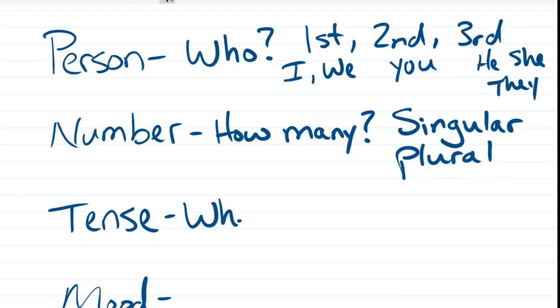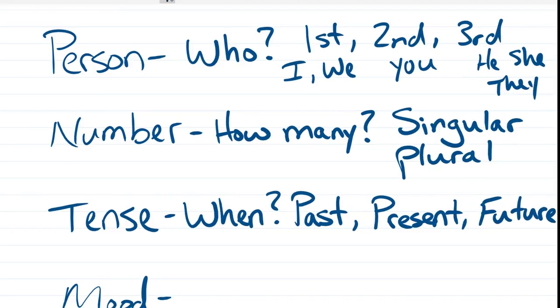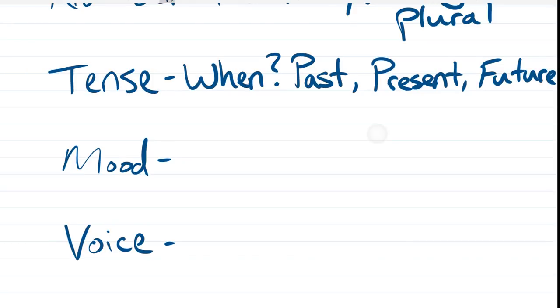Tense is answering the question of when is this action happening. We have past, and there are a bunch of past tenses in Latin that we will learn. There's present tense, which we're going to learn right now, and future tense. Okay, so right now we're just focusing on present. There are different moods and then voice.